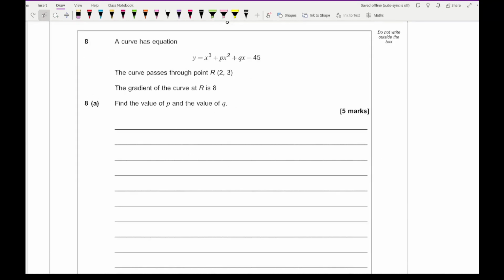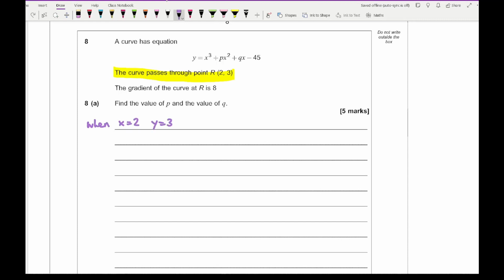Now moving on to question 8, it says that a curve has the equation of y equals x cubed plus px squared plus qx minus 45. The curve passes through point R, which is at 2, 3, and the gradient of the curve at R is 8, and the question is asking us to find the value of P and the value of Q. So let's first of all take this first bit of information that we know, that the curve passes through R, which is 2, 3. So what we know is that when x equals 2, y equals 3.